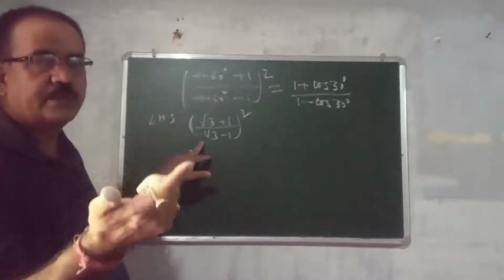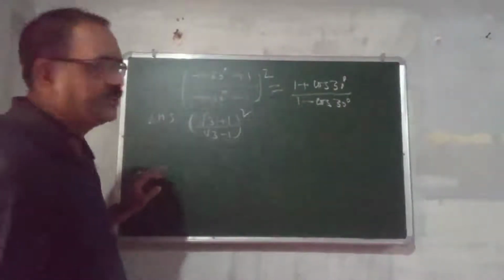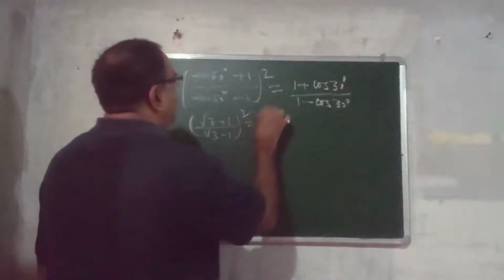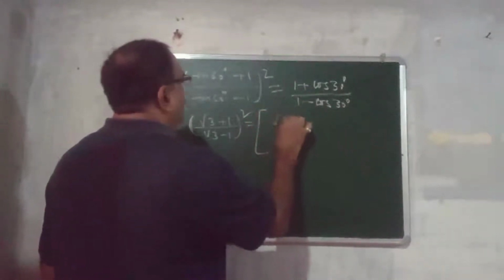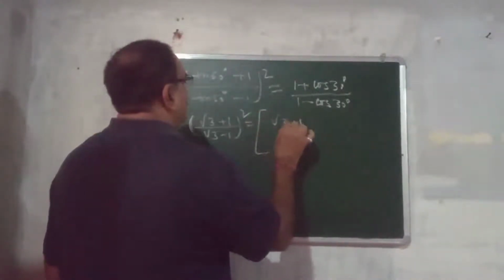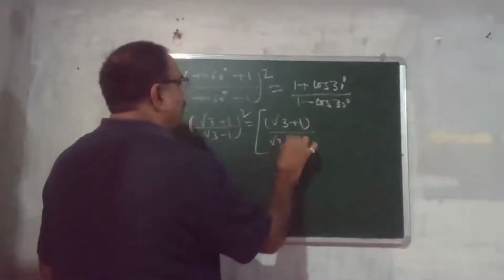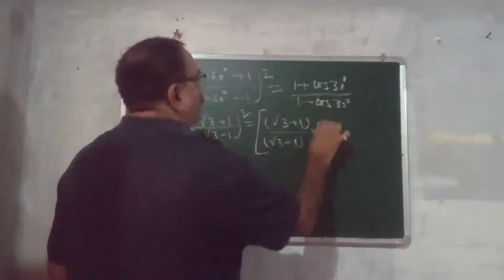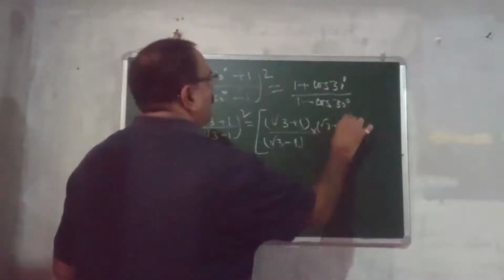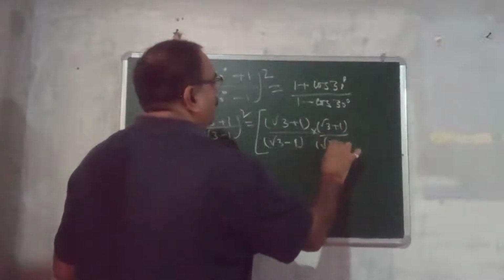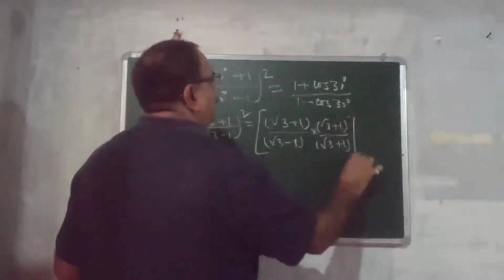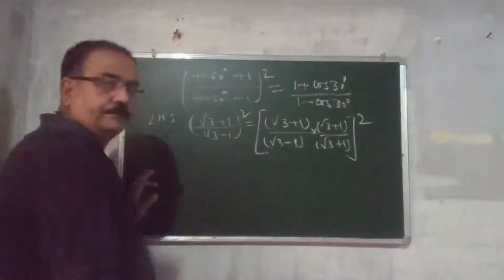So what is the next step? We will rationalize the denominator. So how to rationalize? By taking the opposite sign of the denominator, we will rationalize it. Root 3 plus 1 by root 3 plus 1, their square, this square.